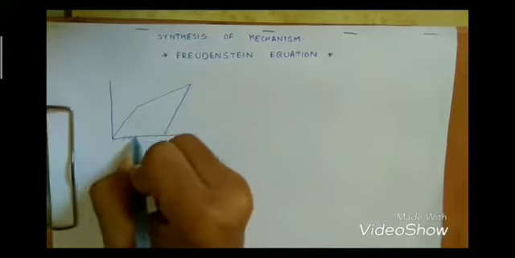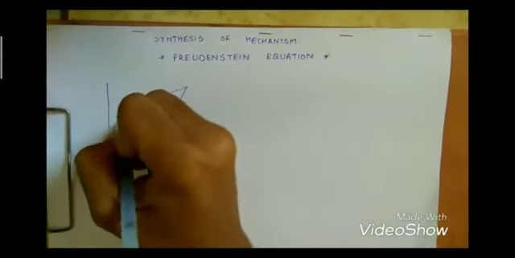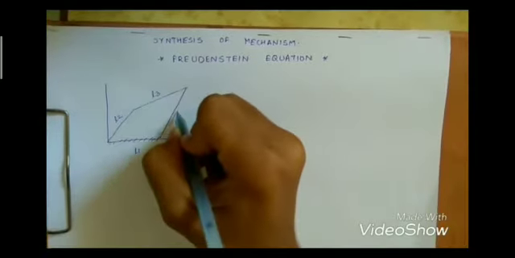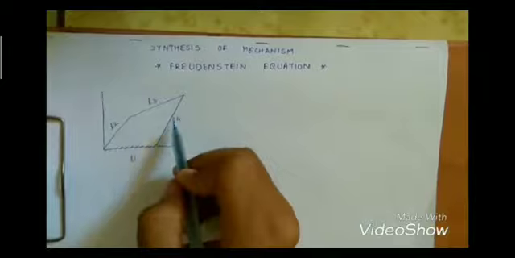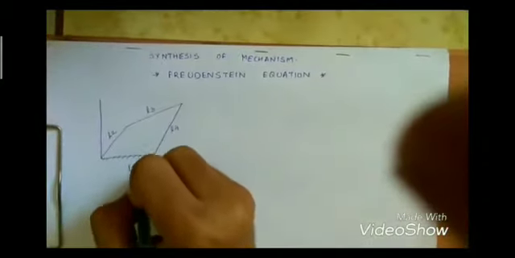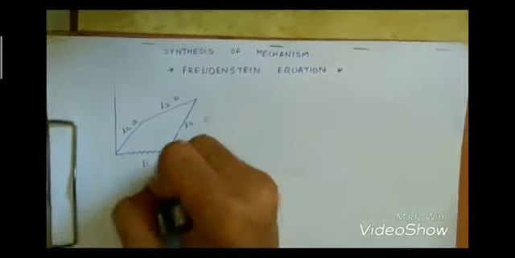This will be the fixed link. Let us name it as L1. This will be the crank, the coupler and the output link. We name it as L2, L3 and L4 respectively. Suppose we also name the joints as A, B, C and D.